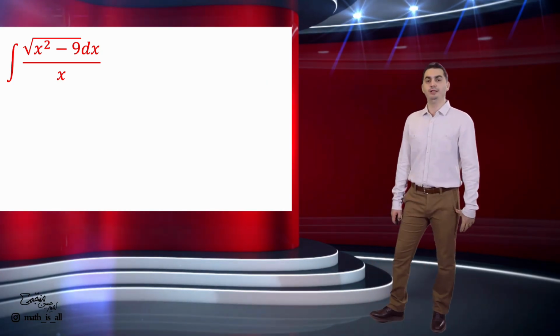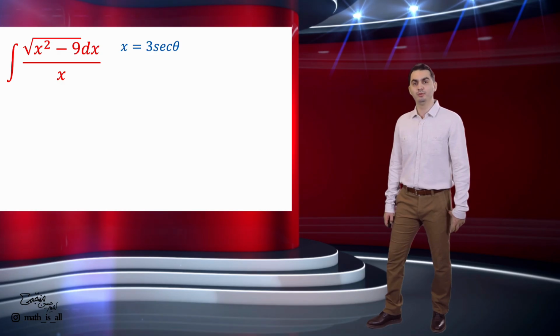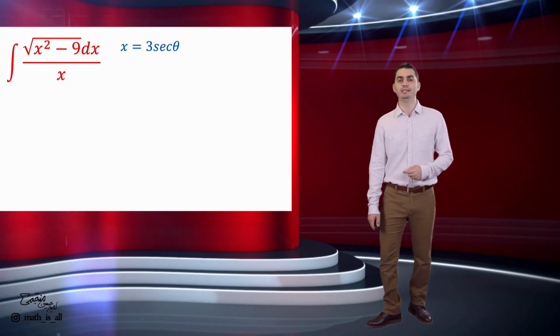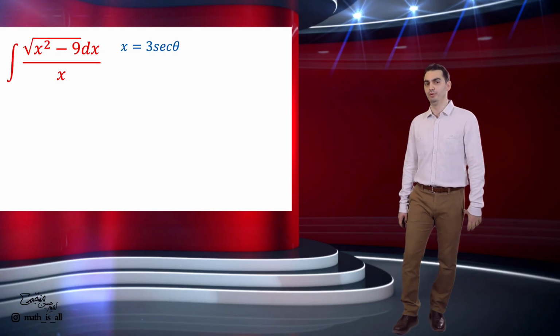Perfect. For x squared minus a squared, I want all of you to go and solve this problem by using the substitution x equals 3 secant theta, and then return with successful results.